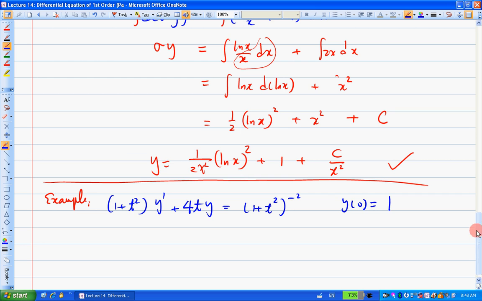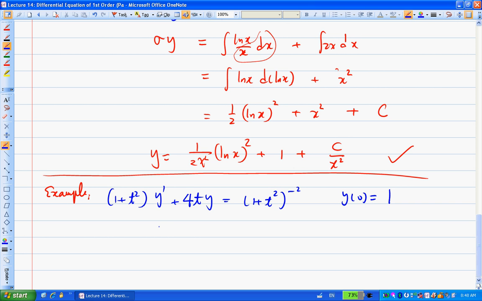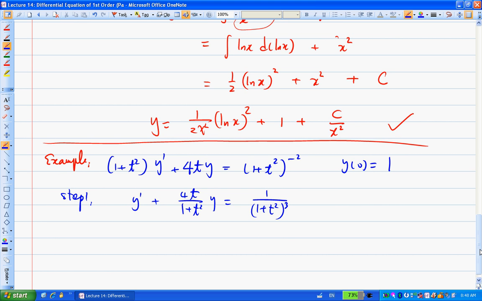All right, so let's see how we solve this one. We're still going to use our general approach. Step number 1, normalize it, convert it into the standard format, because the coefficient here is not 1. So divide 1 plus t squared on both sides. Then this is 1 plus t squared to the power negative 2. You divide another one, and it's actually 1 over 1 plus t squared to the power 3 now. So that's this one here.